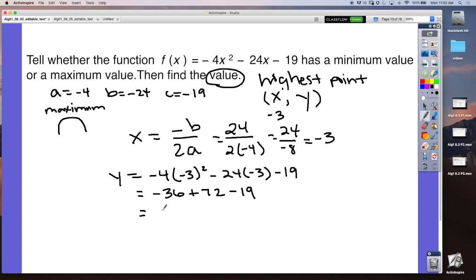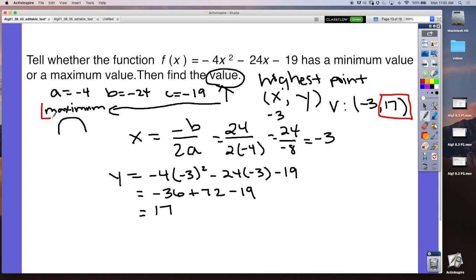Someone have it? 17, very good. So my vertex is negative 3, 17. But that's not what it's asking you for. It is asking you for the value of the maximum. And the value of the maximum is my highest point, and my highest point is 17. So the two things that I box are your answers for this problem.